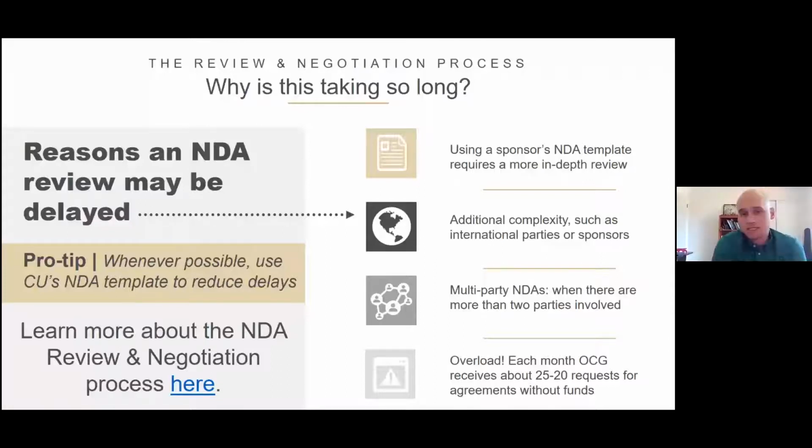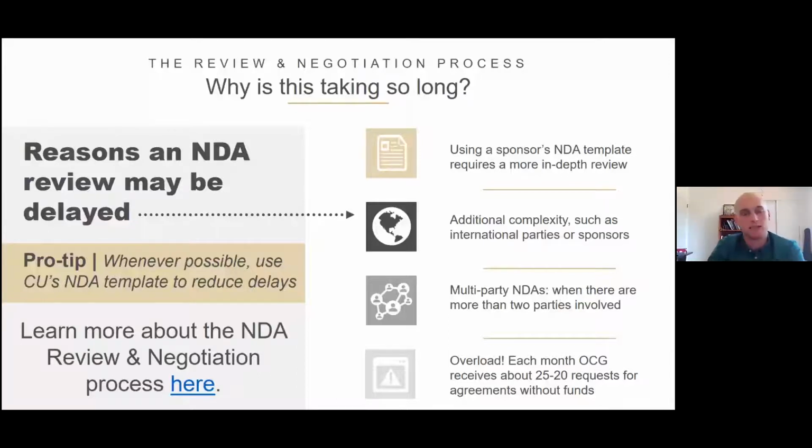NDAs can be extremely simple or extremely complex. We will often send our template to a sponsor. Sometimes they won't request any edits and will return a signed copy within a few hours. We do see a few common circumstances that increase the level of complexity, and we'll talk about today are international sponsors and multi-party NDAs.